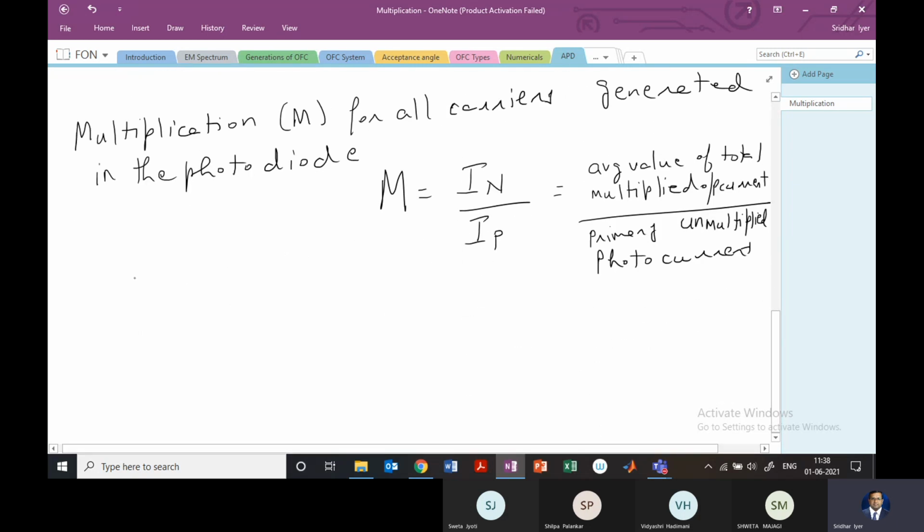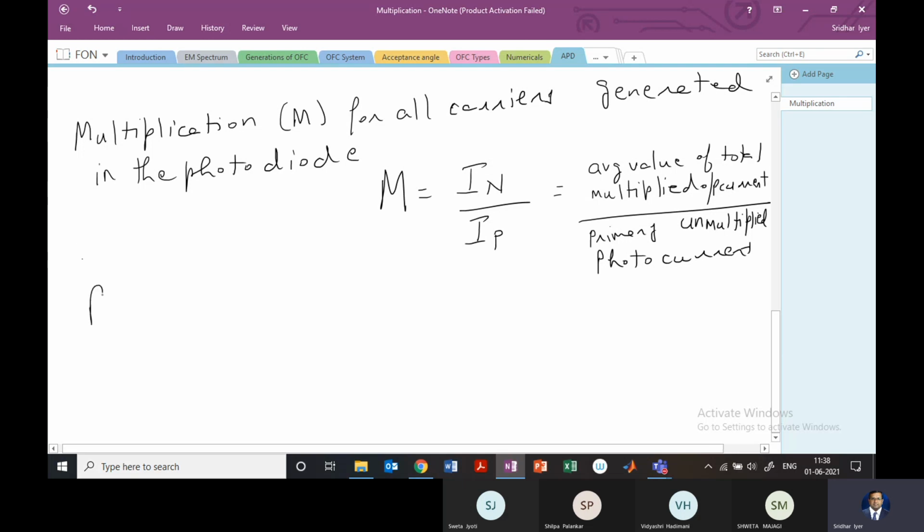So this unmultiplied photocurrent we will also get from the pin diode, because there is no mechanism of ionization and high electric field there. So this denominator IP is the one that we can also get from the pin diode, but IN is the one that happens because of the impact ionization, because of which the multiplication is going to be there, right?